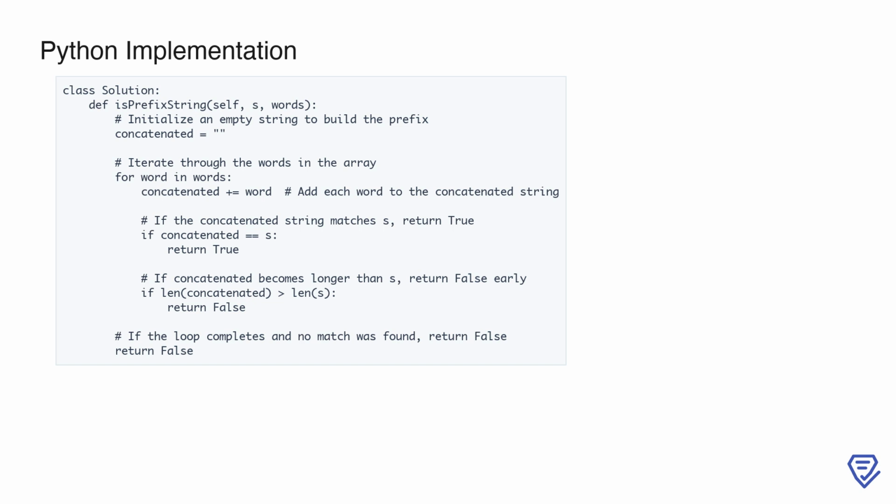Complexity. Time complexity. The function performs a single pass through the words array and concatenates strings. The complexity is O(n), where n is the sum of the lengths of all strings in words. Space complexity. The space usage is O(1), excluding the input, as the solution uses a single string variable for concatenation. This approach is efficient and directly matches the problem requirements. It ensures correctness by checking the prefix condition at each step and avoids unnecessary computations by returning early when possible.